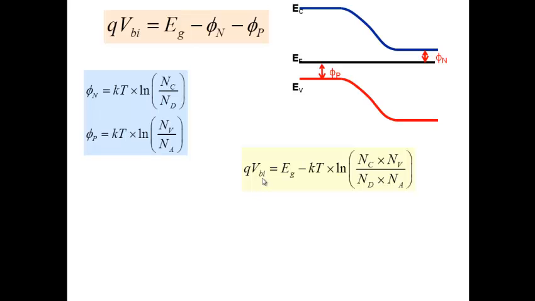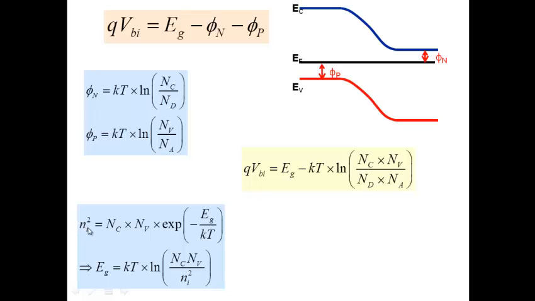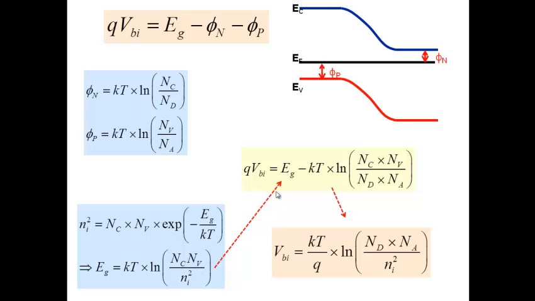But sometimes what we do is we put it in an alternative form by using the fact that ni square is NcNv exponent minus Eg by kT. So from here we extract Eg. We write it as Eg equals kT ln NcNv by ni square. And instead of Eg here, we plug this expression in. Then instead of Eg, we get ln NcNv, and then we get another expression which you will find more common in textbooks. VBI is kT by Q ln NdNa by ni square. So if we know the temperature, of course, and the doping levels Nd and Na, and ni, we know the built-in voltage in a PN junction.